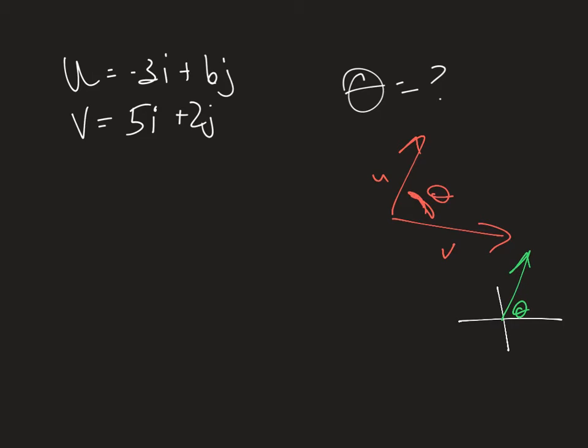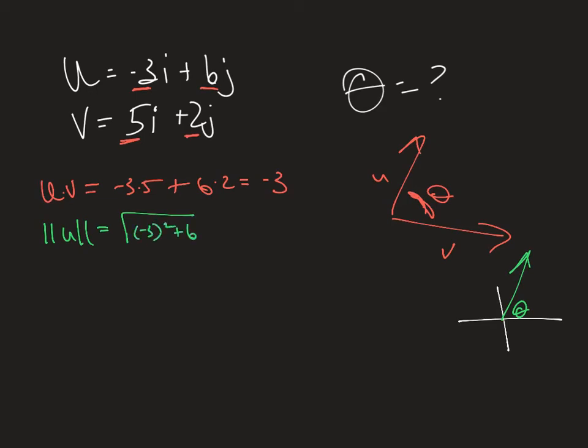So the first thing I'm going to do is the dot product, u dot v. Remember, it's just the a times the a, -3 times 5, plus the b times the b, 6 times 2, and so that number is -3. So my numerator is going to be -3. Then I'll work out the magnitudes. The magnitude of u is the square root of a squared plus b squared, and I'm just going to leave it as the square root of 45. You'll see why I leave it that way.